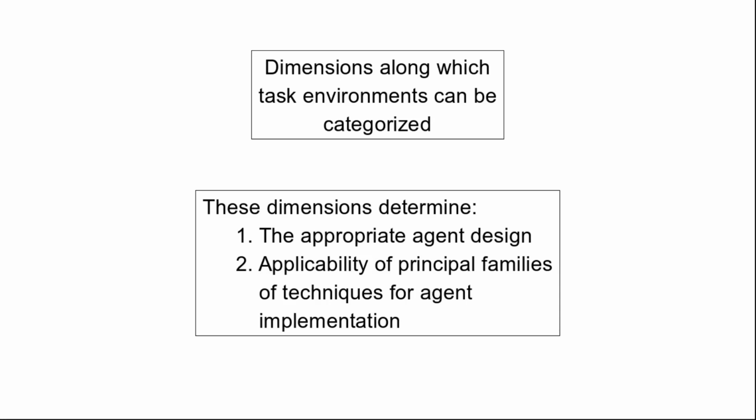And knowing these dimensions is important because it would help us to determine the correct design for the agent that we are thinking of. So if we want to develop an agent for a particular task environment, and if we know to which category our task environment belongs, that can help us to choose from some standard family of techniques that are available. The technique to use depends on the category that the task environment belongs to. So knowing the category helps us to design our agents.